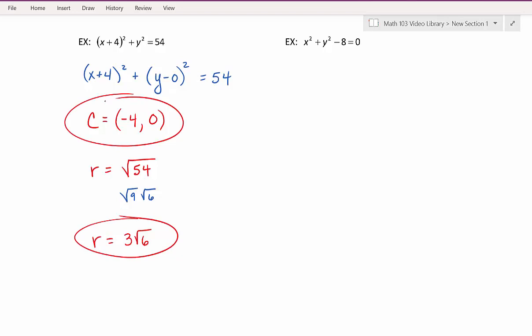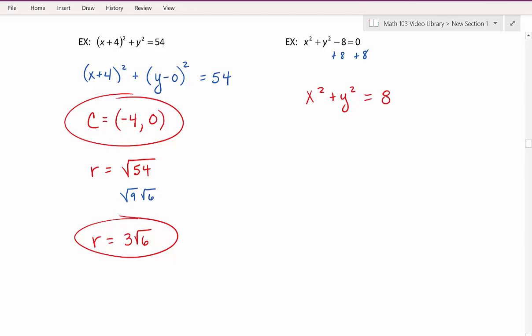Our last example, x squared plus y squared minus 8 equals 0. You'll notice a couple things about this example. First, there are no parentheses around where the x is or the y is. And also, we have a 0 on the right-hand side. This is not in standard form at this point. To get this into standard form, we're going to add 8 to both sides. This gives us x squared plus y squared equals 8.